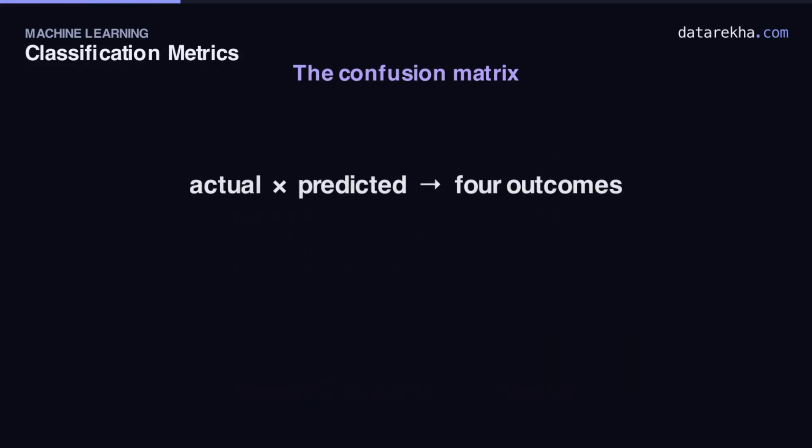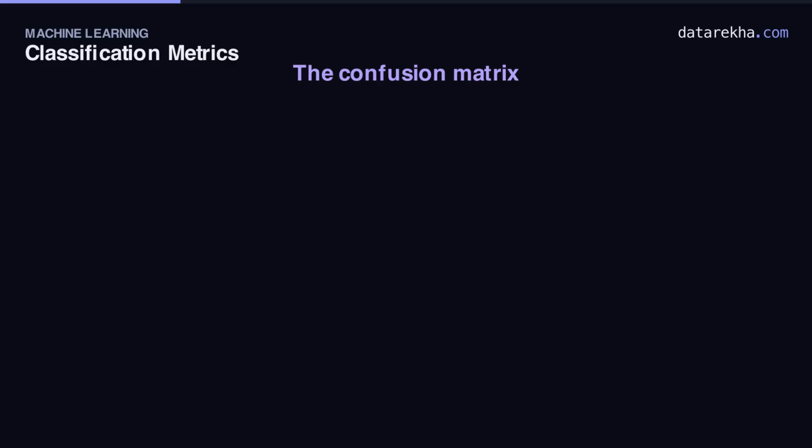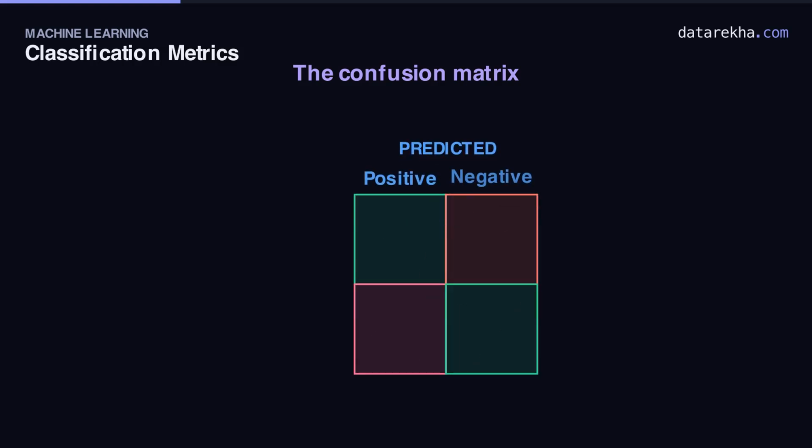Here is that better tool, the confusion matrix. Every prediction is positive or negative, and the truth is also one of the two. Cross them, and exactly 4 things can happen. We lay them out in a 2 by 2 grid. The columns are what the model predicted, positive left, negative right. The rows are the ground truth. A row tells you the real class. A column tells you the model's call. Keep that straight. It's the one thing people flip.